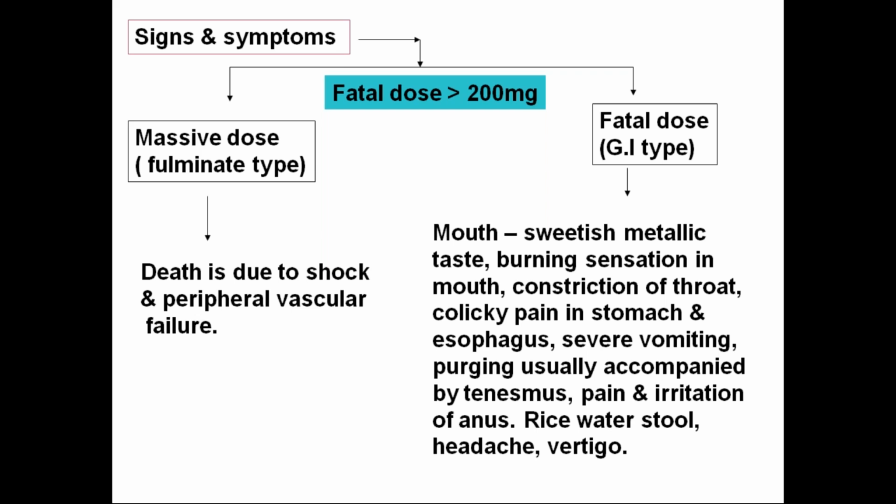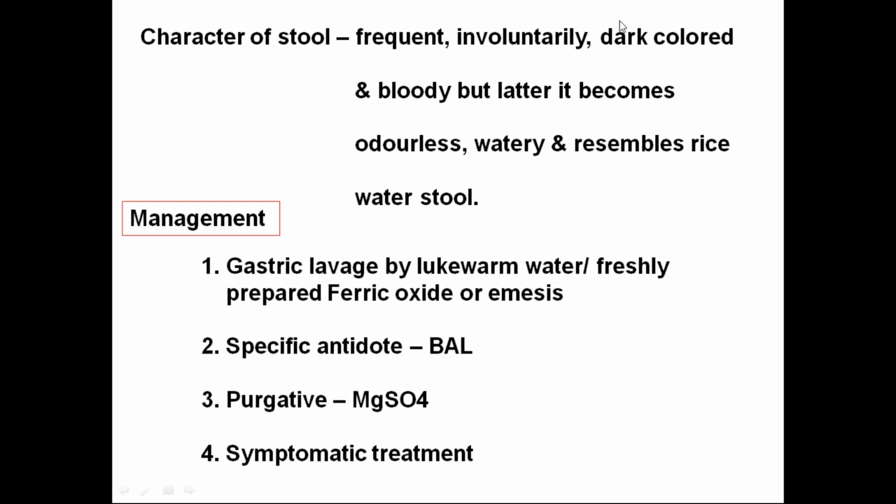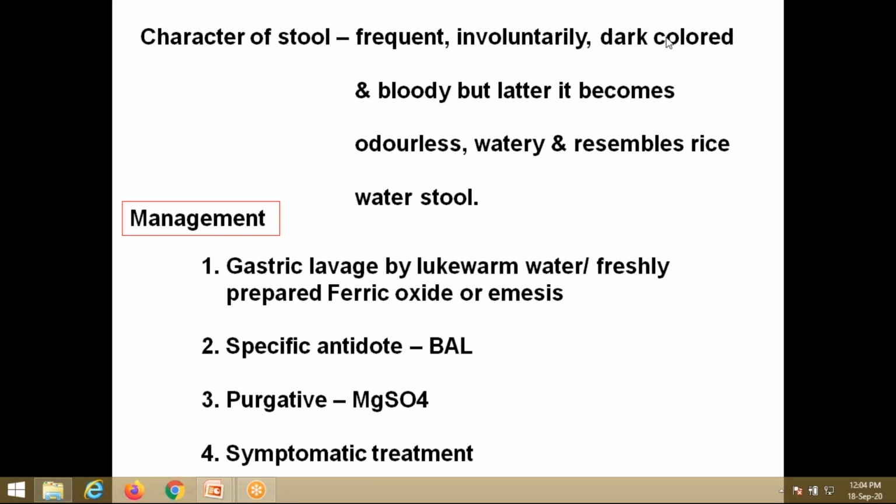They are frequent, involuntary, and dark colored, and later it becomes bloody, but later it becomes colorless, watery, and resembles rice water stool. So mostly the stool will be involuntary, bloody, mixed with blood, and then after a few episodes of this diarrhea, it becomes a free fluid, watery rich diarrhea, which we call rice water stool.